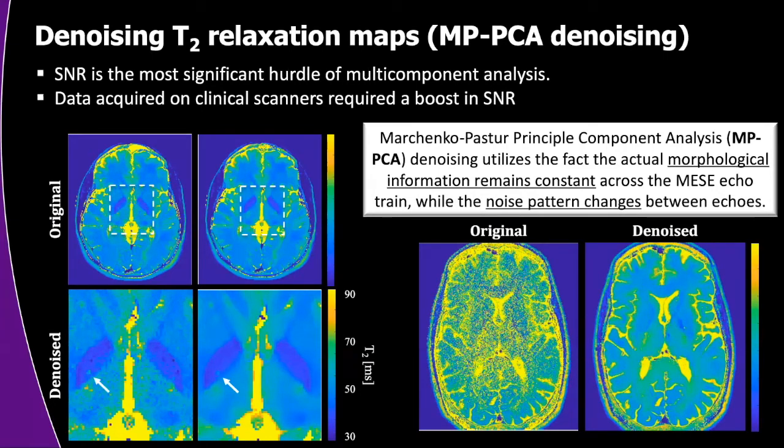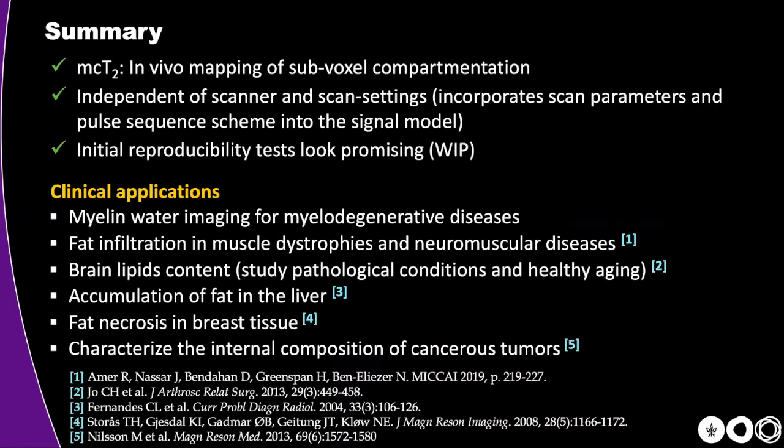So this is about it. And let me summarize. The MCT2 algorithm allows us to map sub-voxel compartmentation in vivo based on separating the signal into different T2 relaxation times.